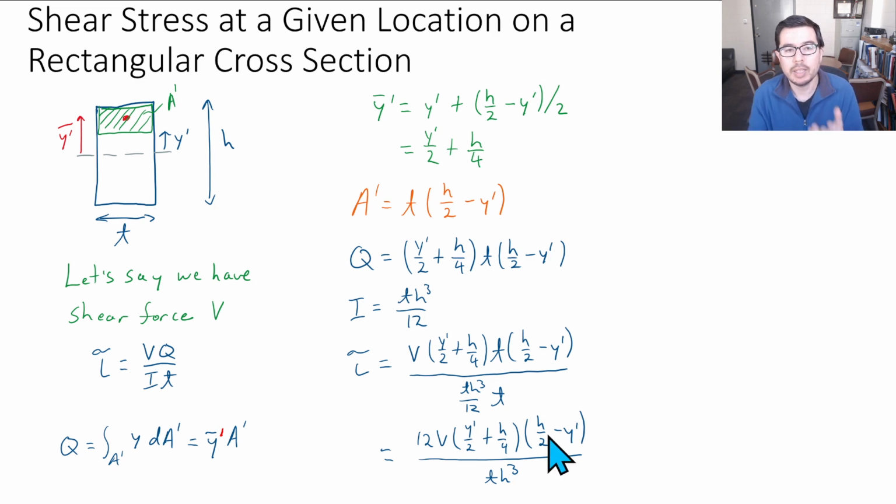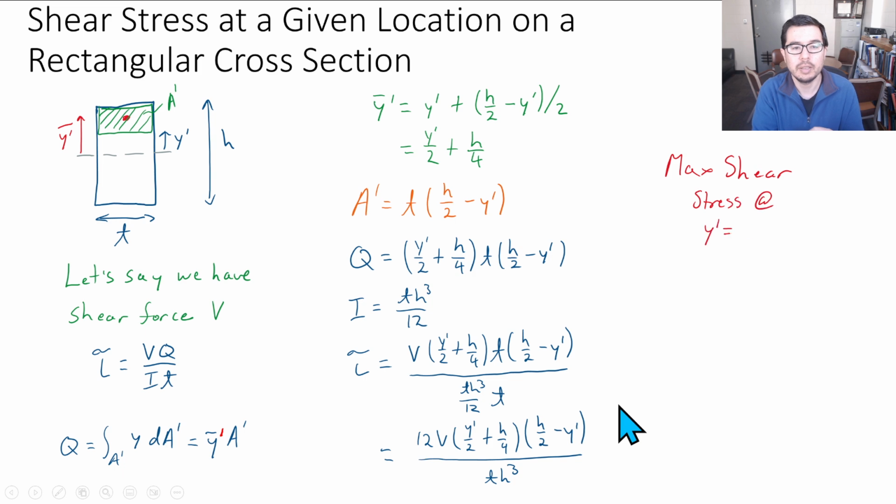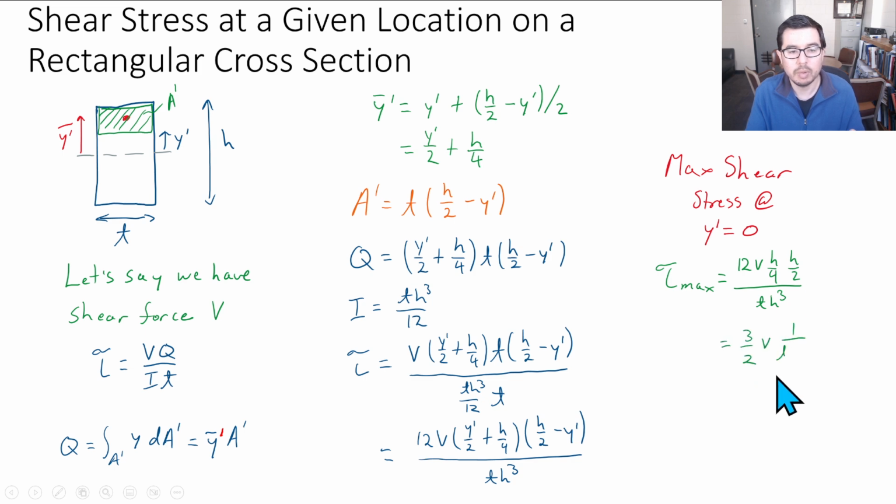Now, as we did in the question from the last portion, we were interested in what is the max shear stress at y prime equals 0, or at the neutral axis. And so that simplifies things a little bit. If we perform the appropriate substitutions and do the algebra, we get 3/2 V times 1 over TH. Well, this is something we can write like this, and TH is what? That's the area. TH is the area.